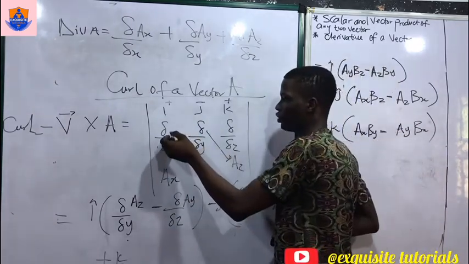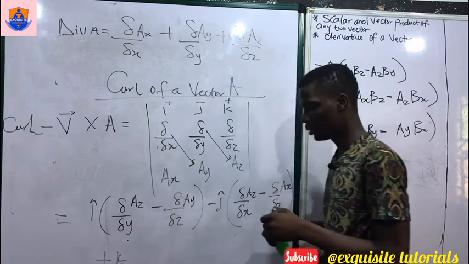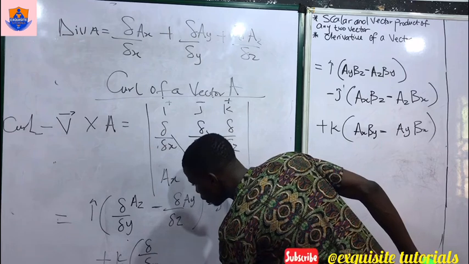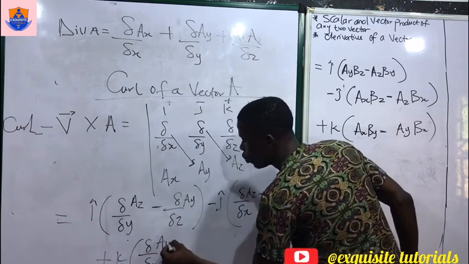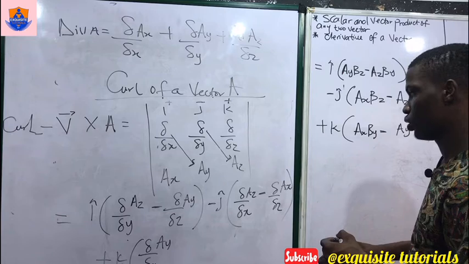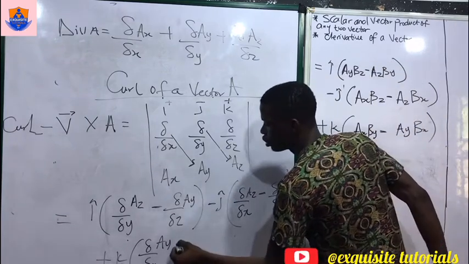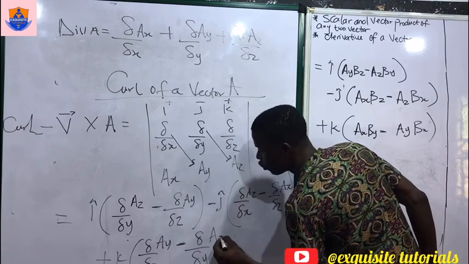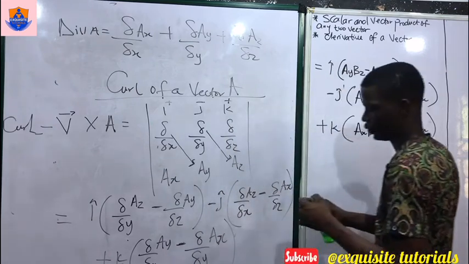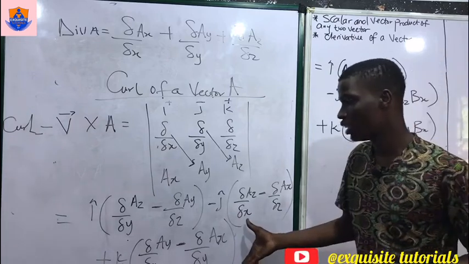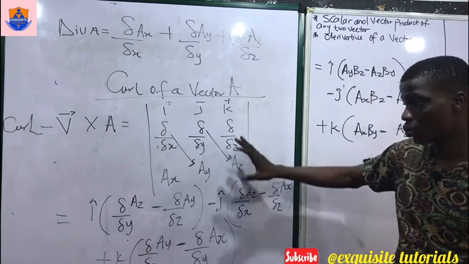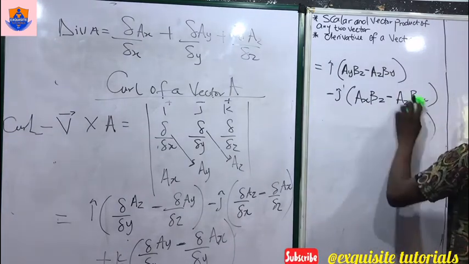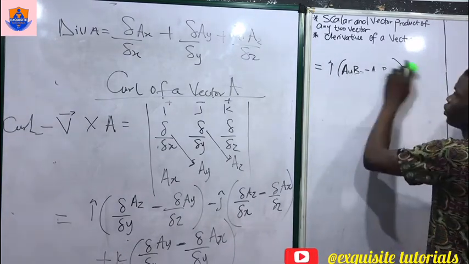So if I find the determinant, we'll be having k bracket the ∂/∂x, A_y, minus the ∂/∂y, A_x. So that is all we have under the curl of any vector. So I want to explain some few things under the curl of a vector.